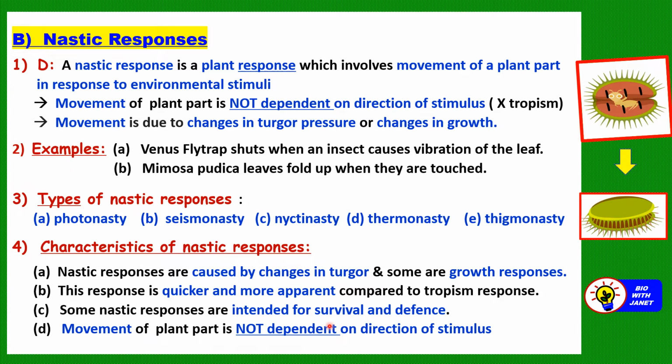Some Nastic responses are intended for survival and for defense. For example, the folding up of the Mimosa pudica leaves when touched. Movement of plant part is not dependent on direction of stimulus. As we said, for example, when the Venus flytrap closes, this does not depend on where the stimulus comes from, as long as the hairs here are stimulated by vibration. So we'll find out more as we go along.